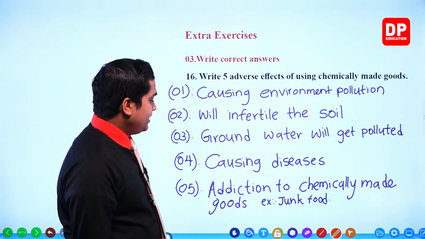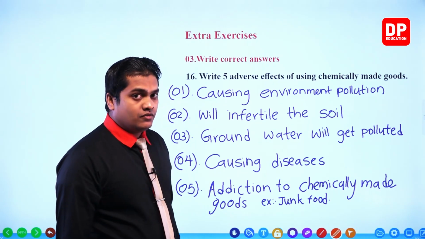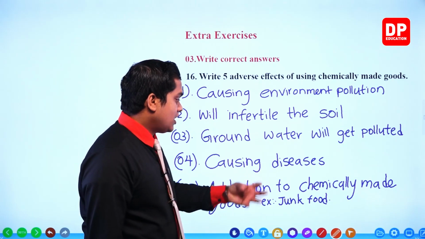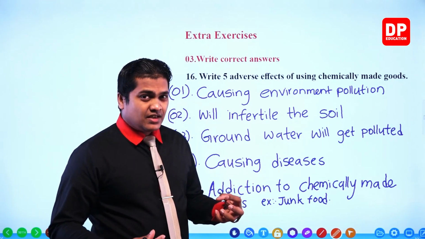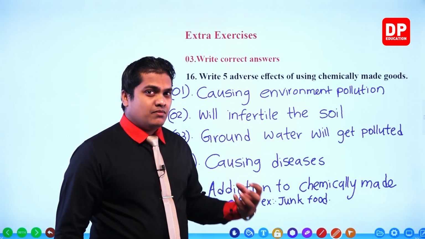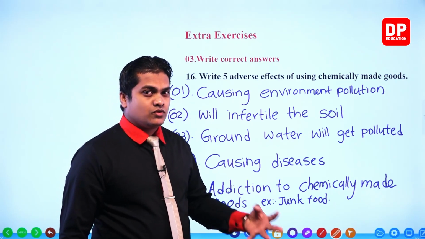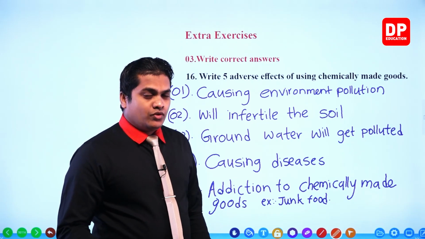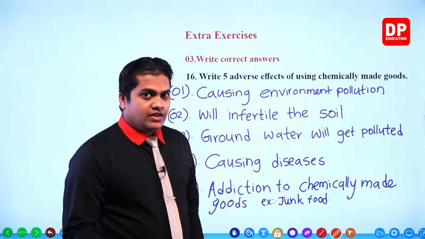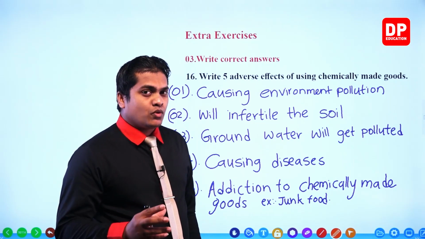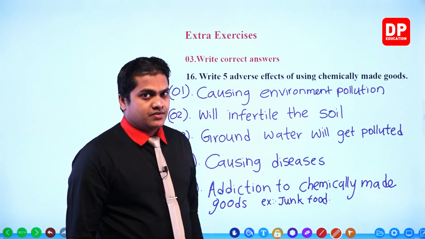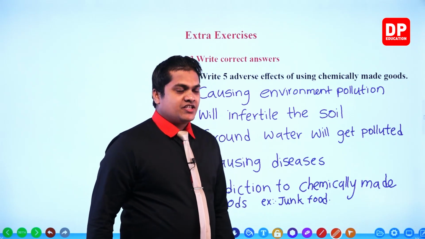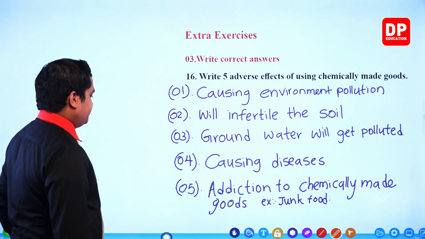Next one would be the addiction to chemically made food. For example, junk food. You know that for junk food, we add several synthetically made substances like MSG, different kinds of sauces and so on. People would love to eat this because it provides a certain addiction for these food types. That's the main reason. Okay, right, my dear children. Then let's move on to the next question.